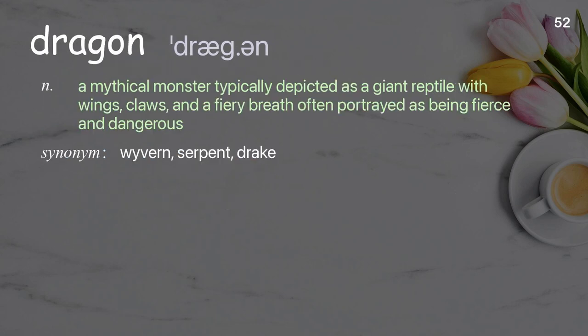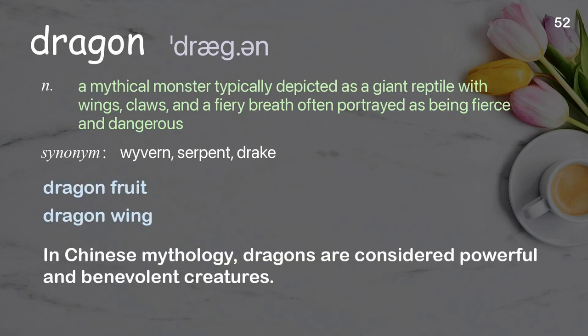Dragon. A mythical monster, typically depicted as a giant reptile with wings, claws, and a fiery breath, often portrayed as being fierce and dangerous. Examples: dragon fruit, dragon wing. In Chinese mythology, dragons are considered powerful and benevolent creatures.